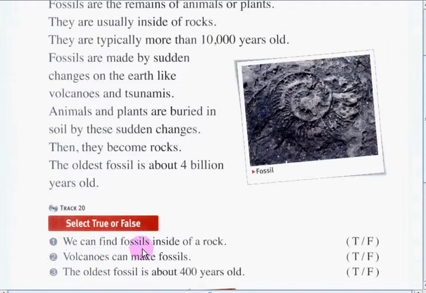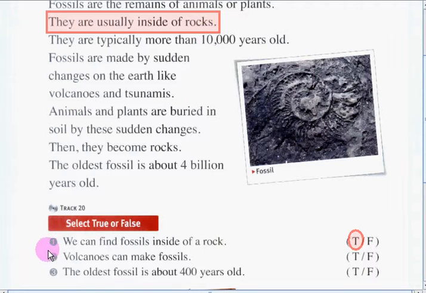We can find fossils inside of a rock. Is it true or false? The answer is true. Let's see our proof. They are usually inside of rocks.